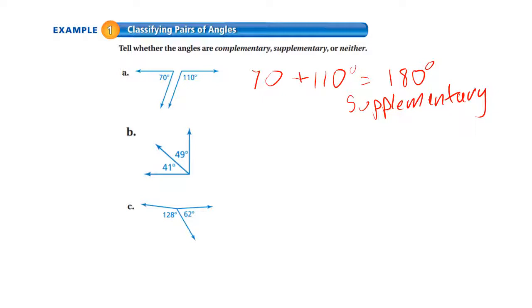Let's look at angles 41 and 49, or example B. We see a right angle, or we assume that's a right angle, and so if those are complementary, then they will add up to 90 degrees. So let's check. 41 plus 49 equals 90 degrees. So these are definitely complementary.